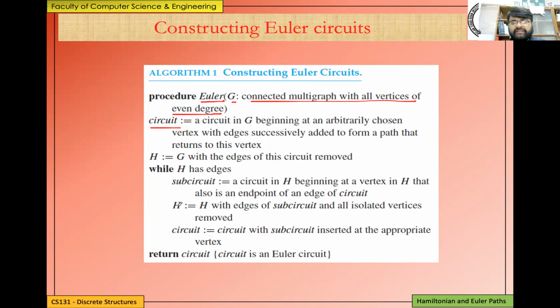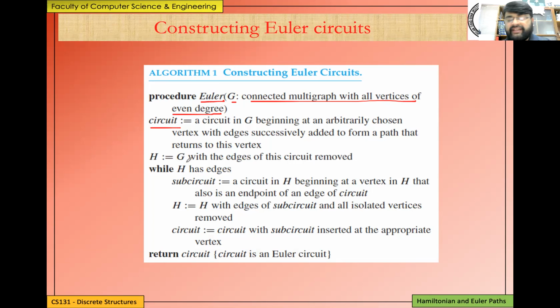So anything that is a subcircuit will be kept, and all the isolated vertices will be removed. Whatever is isolated from the subcircuit will be removed, and you continue until H has no edges remaining. So you initialize H to be G with the edges of the basic circuit removed, and the remaining edges present in H will be kept for further analysis.